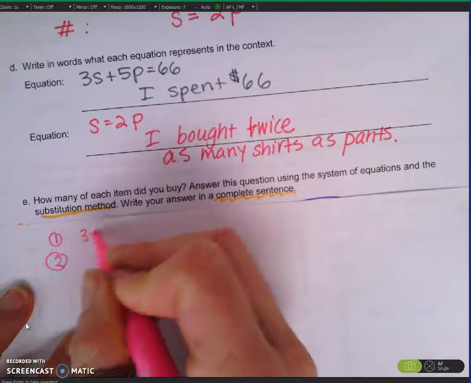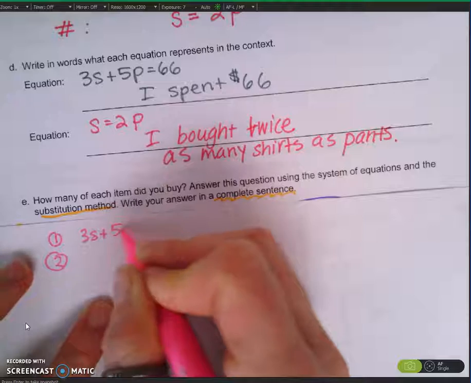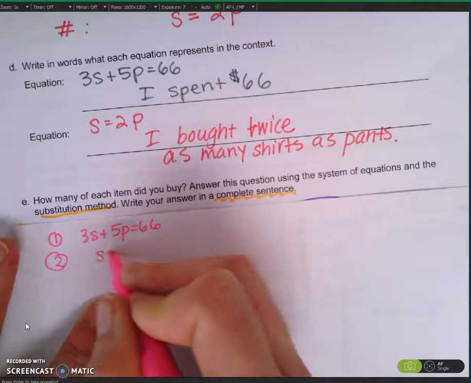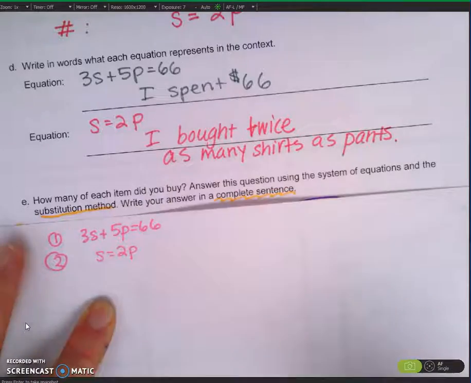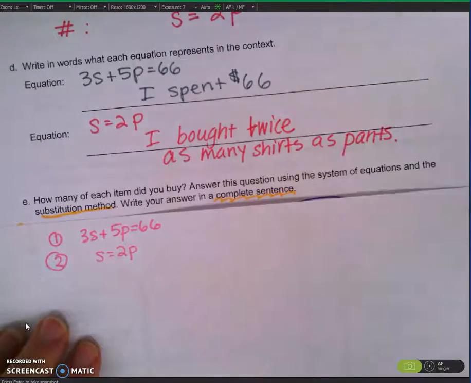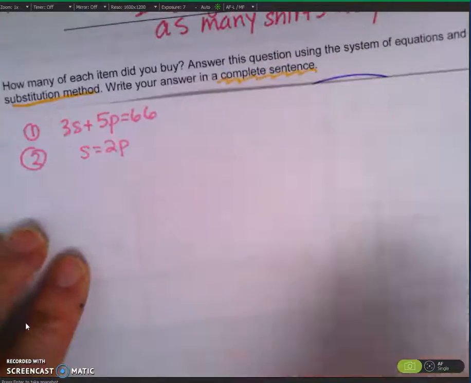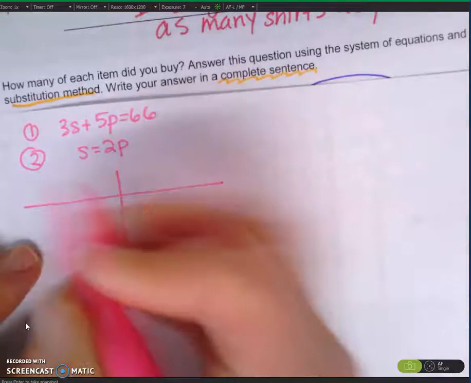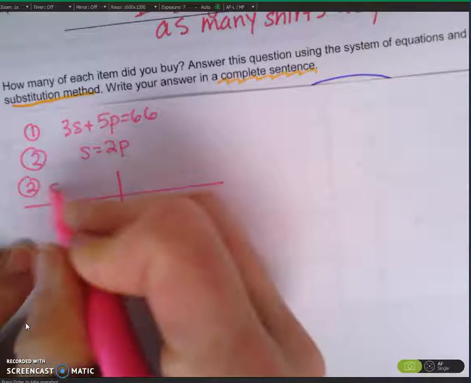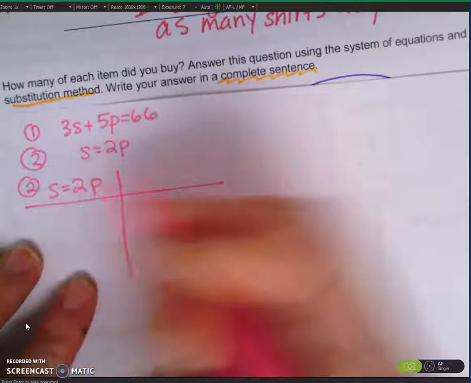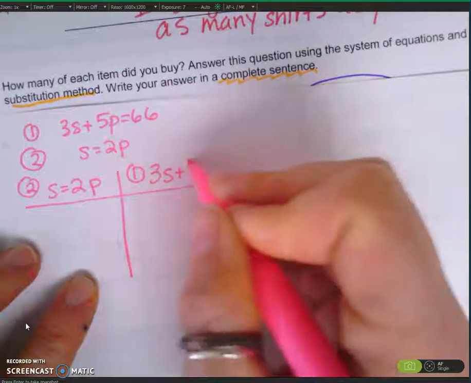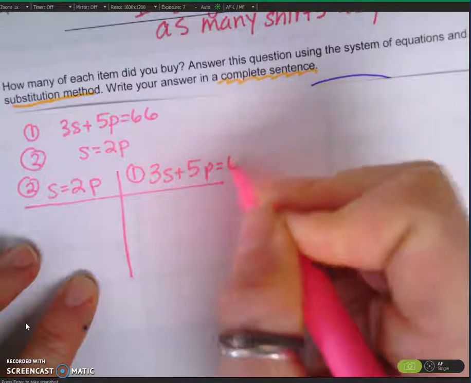Equation 1, 3s plus 5p equals 66. And equation 2, s equals 2p. I'm so happy that equation 2 already has s isolated. So of course, to be organized, I'm going to create my t-table. I'm going to start with equation 2, so I'll put that on the left, s equals 2p. And then equation 1 I'll put on the right, 3s plus 5p equals 66.